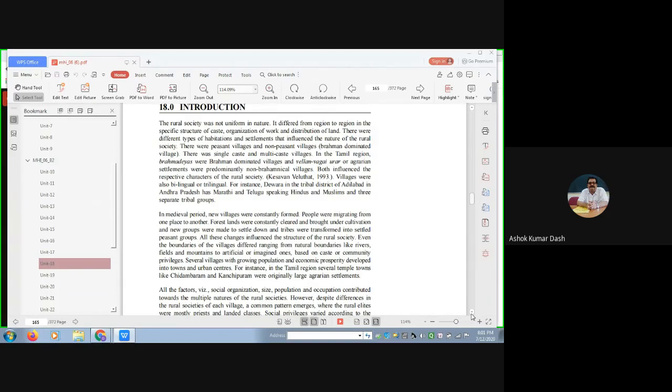Even the boundaries of the village differed, ranging from natural boundaries like rivers, fields, mountains, to artificial or imagined ones based on caste community privileges. Several villages with growing population and economic prosperity developed into towns and urban centers. For instance, in the Tamil region, several temple towns like Chidambaram and Kanchipuram were originally large agrarian settlements. All these factors, social organization, size, population, occupation, contributed towards the multiple nature of rural societies. However, despite differences in the rural societies of each village, a common pattern began to emerge.